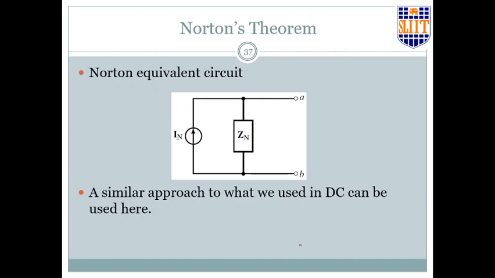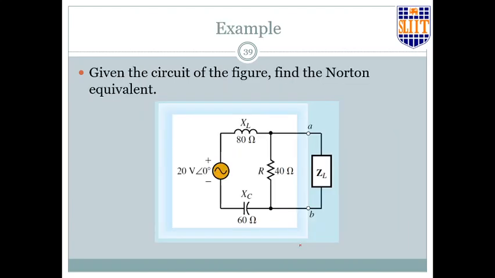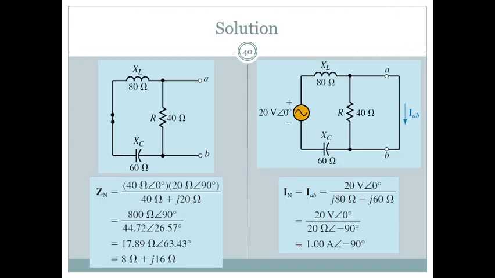Norton's equivalent, the same way, except that you need to use the impedances in here. You have to perform the calculations in the complex number domain, and if you know one of these, Thevenin's equivalent, you can convert that into Norton's equivalent. If you know the Norton's equivalent, you can convert that into Thevenin's equivalent using source conversion. Example, find the Norton's equivalent. So the steps are there.